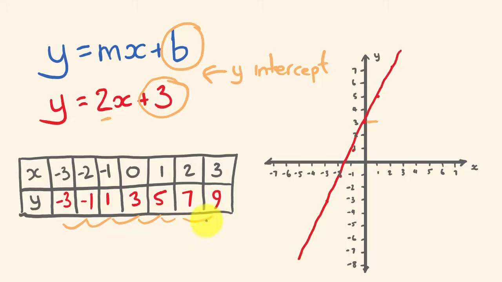We're going positive 2 each time. Positive 2, positive 2, positive 2. And as we go across 1 here, we go up 2. This is the gradient. This is known as the gradient. I'll put that in a different colour. Okay, this one here is the gradient.